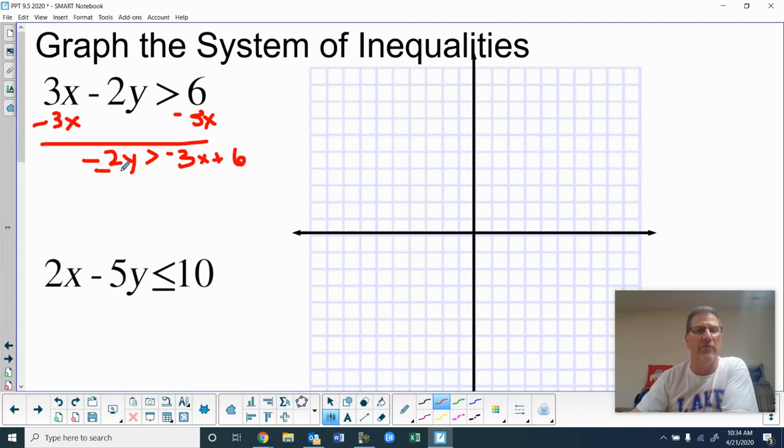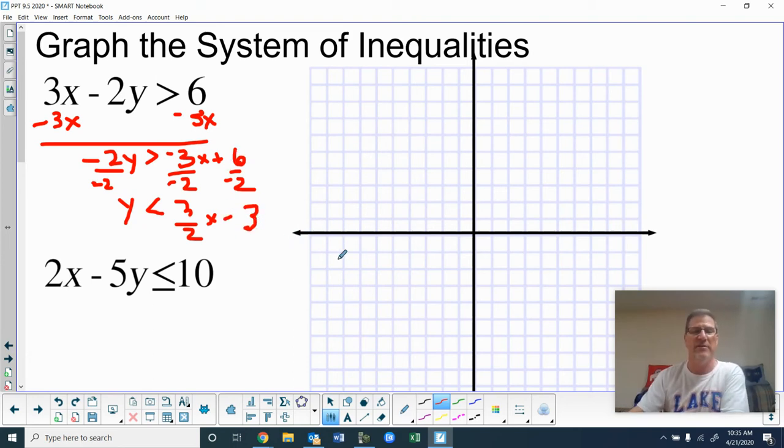And now, what happens when you divide by a negative with inequalities? You have to remember that we have to flip our inequality symbol. So since I'm dividing by -2, this greater than becomes less than. Very important. Two negatives make a positive, so that's a positive 3/2 x. And a positive 6 divided by -2 would be -3.